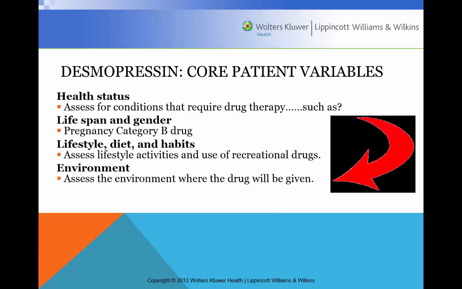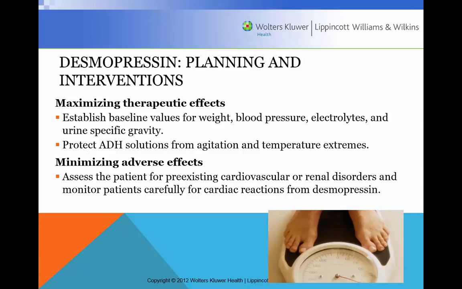If the patient has central diabetes insipidus and they're pregnant, the benefit is going to have to outweigh the risk for the mother and the fetus before we go administering it. So, maximizing therapeutic effects, we want to establish baseline values for weight, blood pressure, electrolytes, and urine-specific gravity. We do want to protect the ADH solutions from agitation and temperature extremes. To minimize adverse effects, we want to assess the patient for pre-existing cardiovascular or renal disorders and monitor the patients carefully for cardiac reactions from desmopressin.